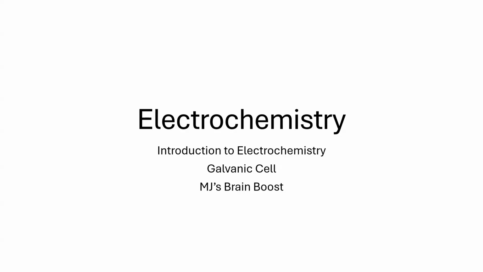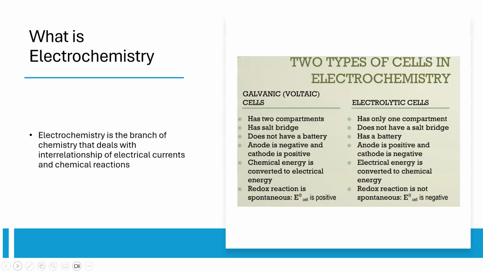This is the electrochemistry lesson, and we are touching on the very basics of the electrochemistry part. We're going to focus exclusively on the galvanic cell. Electrochemistry is the branch of chemistry that deals with the interrelationship of electrical currents and chemical reactions. Basically, how we produce electricity through a spontaneous reaction, and how we use that electricity to force a reaction to take place. That is the interrelationship of electrical current and chemical reactions.